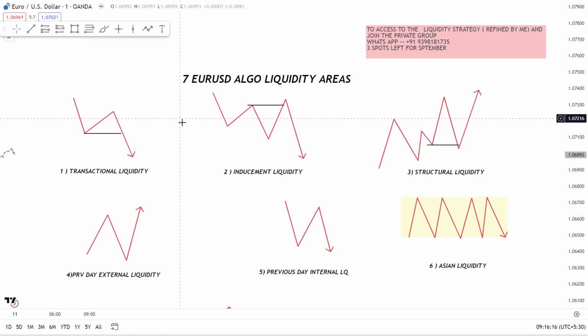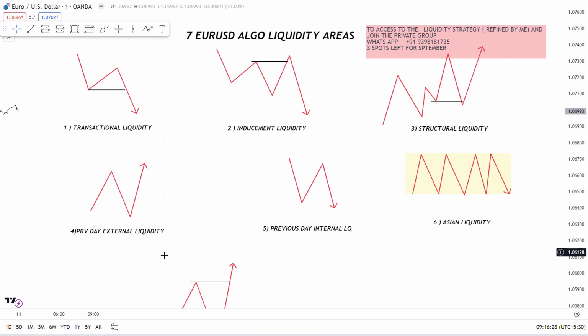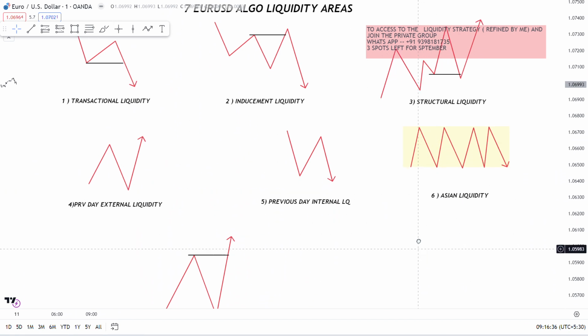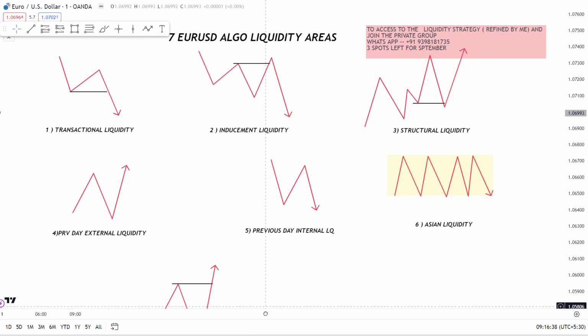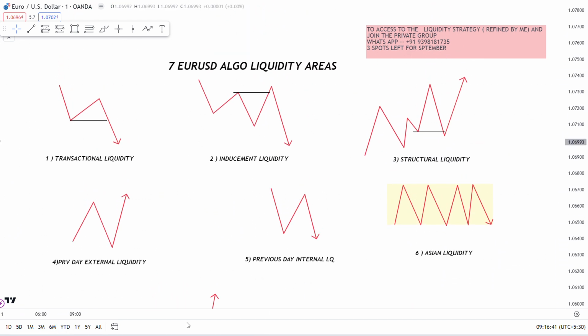In this video, I will explain the EURUSD algo liquidity areas. There are a total of 7 types of liquidity in the marketplace, especially for the EURUSD pair. The first one is transactional liquidity, then inducement liquidity, structural liquidity, and previous days liquidities. There are two types of previous days liquidities: previous day's external liquidity and previous day's internal liquidity. The sixth one is Asian liquidity and the seventh one is style liquidity. I will explain all these liquidities in this video.